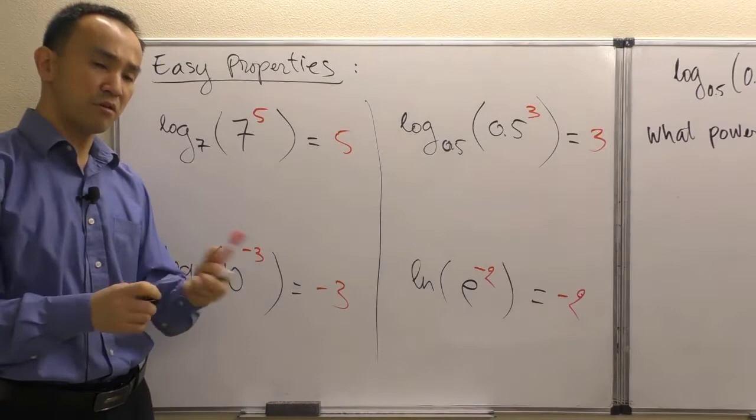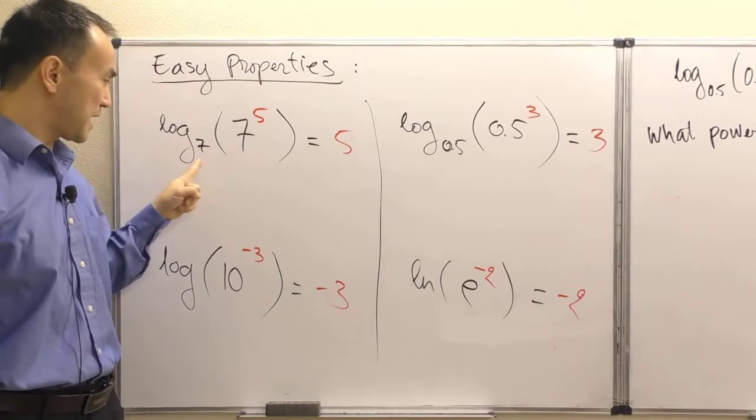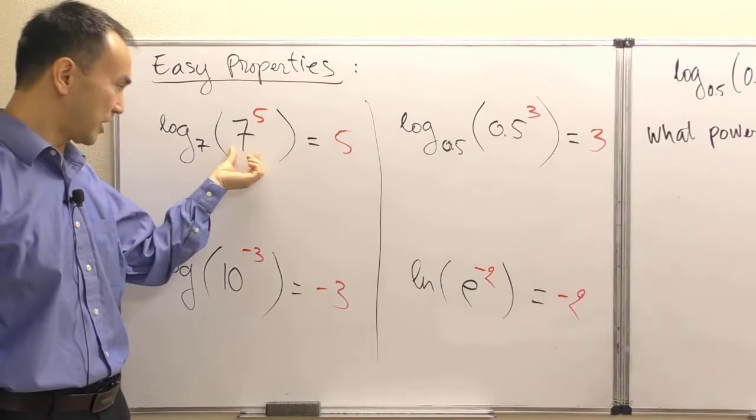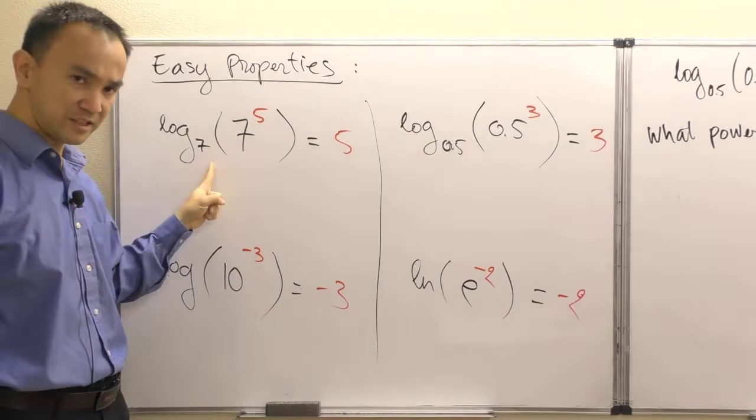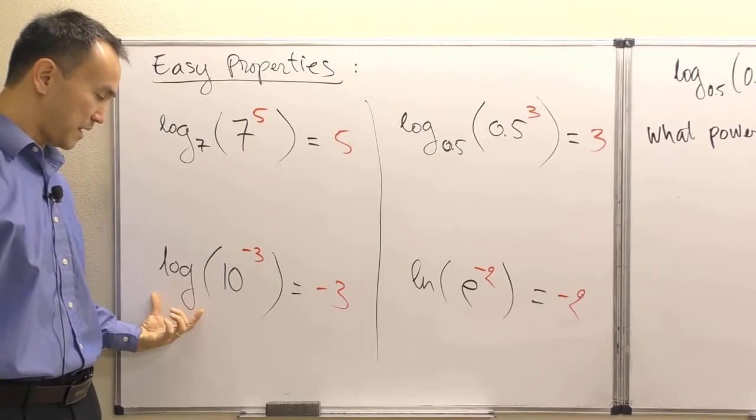Let's recognize what is in common throughout all of these 4 little problems on the board. Log base 7 of 7 to the 5th: the argument is already a power, the 5th power of 7, and the base of the log agrees with the base in the argument. It's because the argument was already expressed as a power. Log base 10 of 10 to the negative 3.